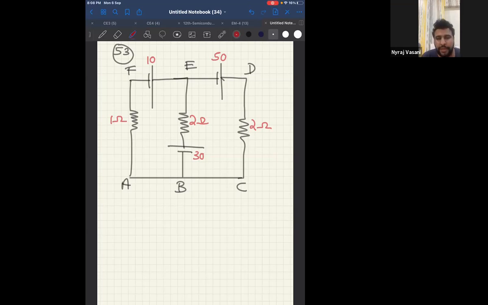Any one branch, if you get the other 2 branches, you'll anyway get it.